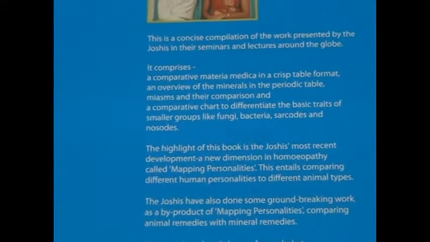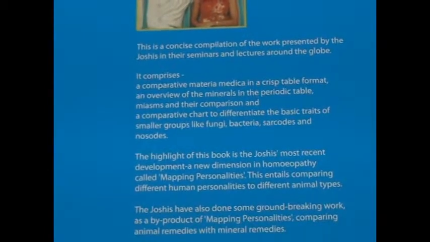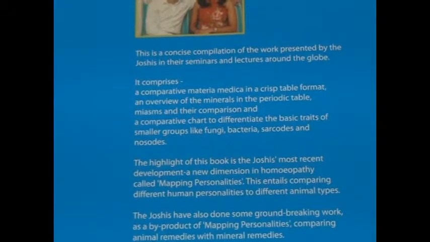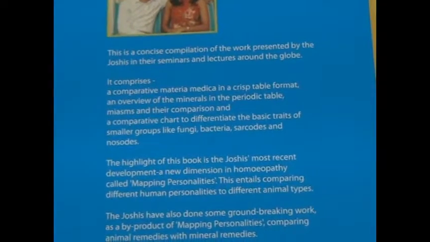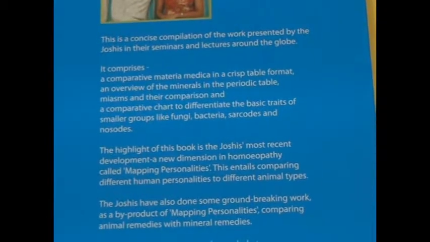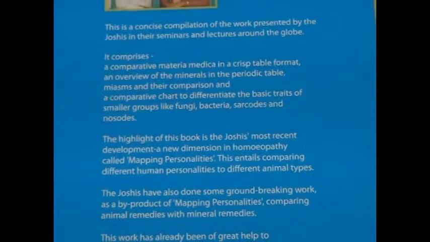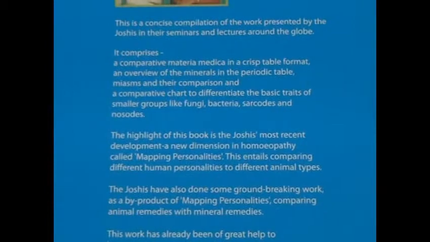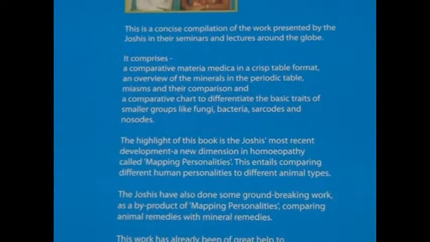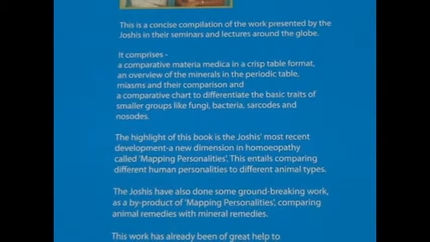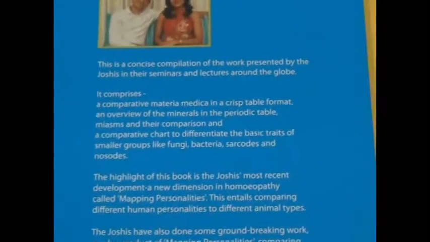Comparisons, and it has a comparative chart to differentiate the basic traits of smaller groups like fungi, bacteria, sarcodes, and nosodes. We've recently done some groundbreaking work called mapping personalities, where we've compared animal remedies with mineral remedies. All of this work has been put in this book in a table format for your quick reference.